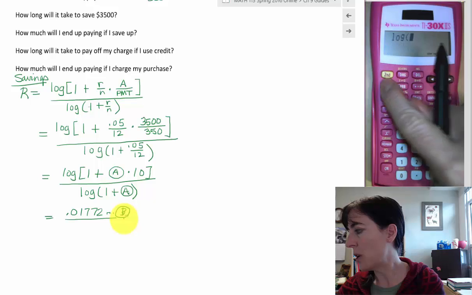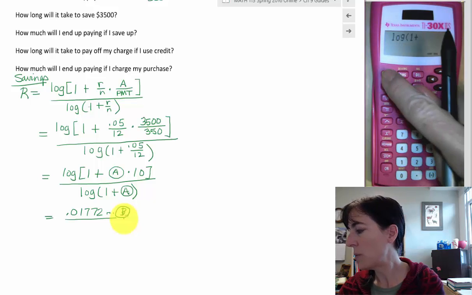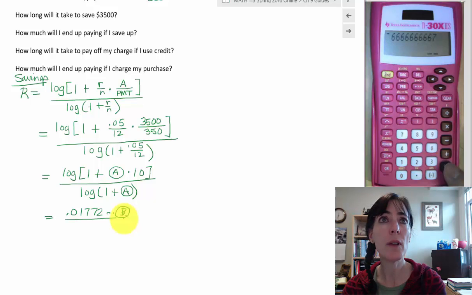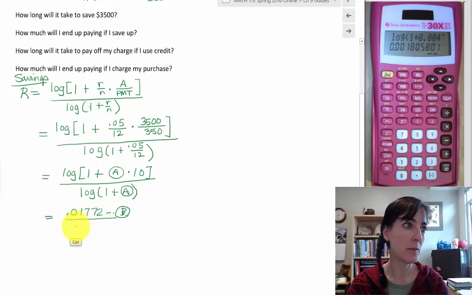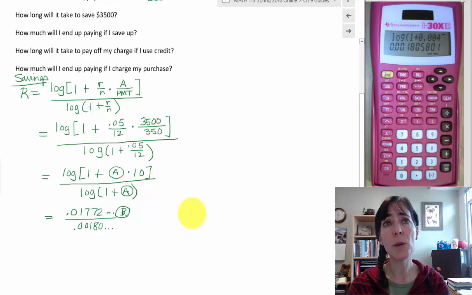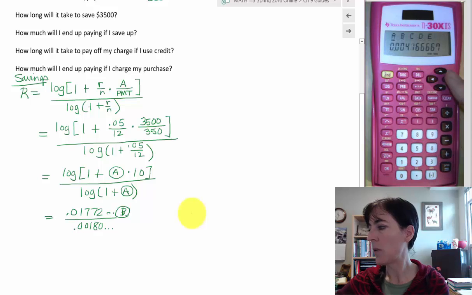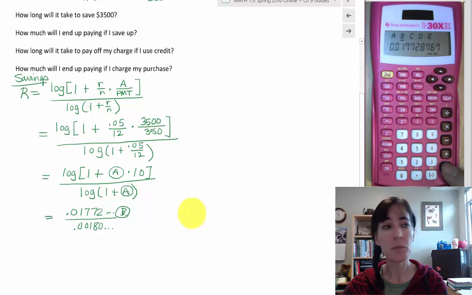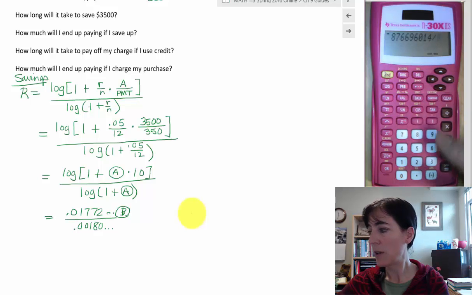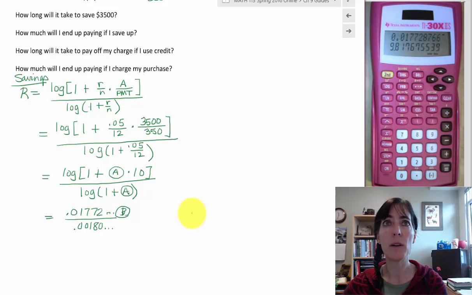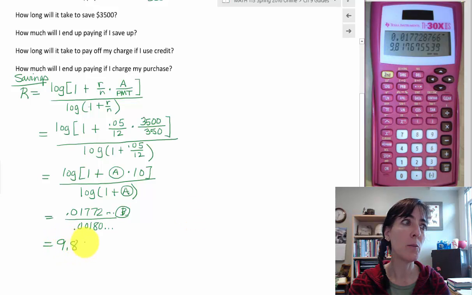And then I have to do log 1 plus A. I get, I'm not going to store that anywhere because it is in answer, and I'll recall B divided by answer. I get 9.82, we'll call it, months.